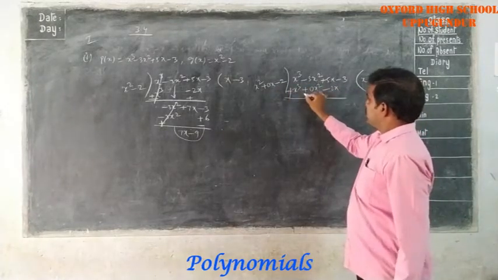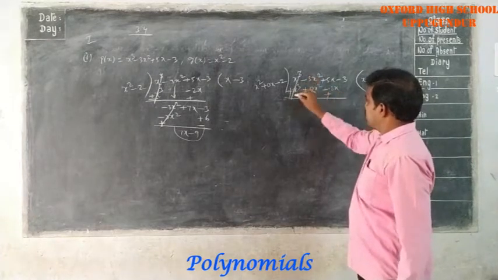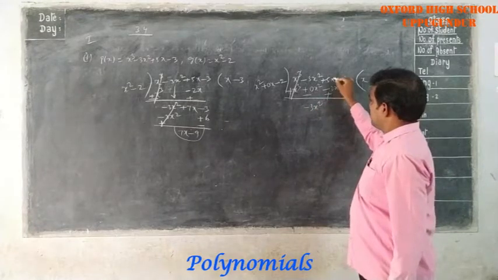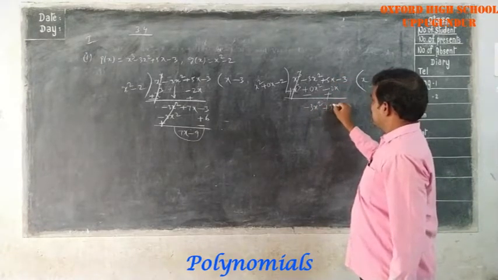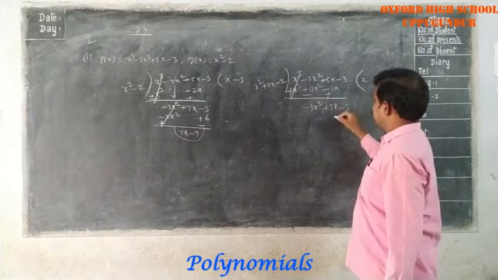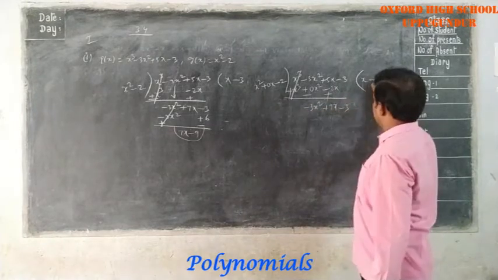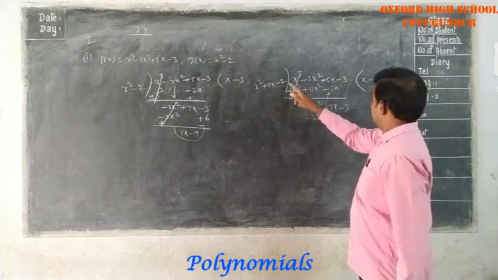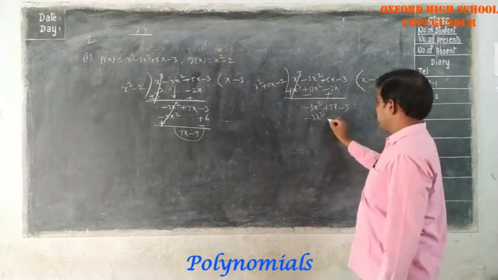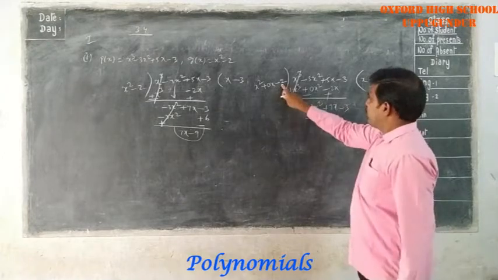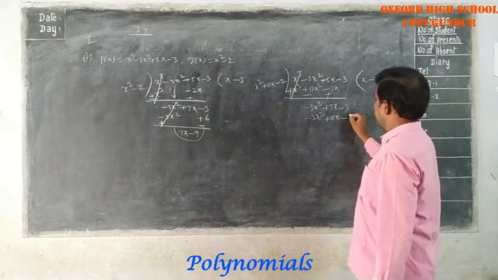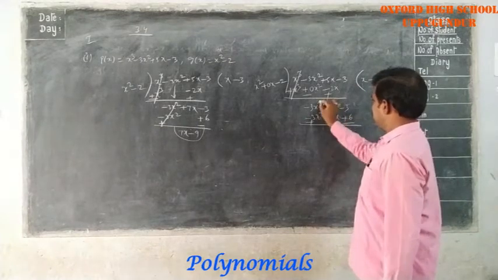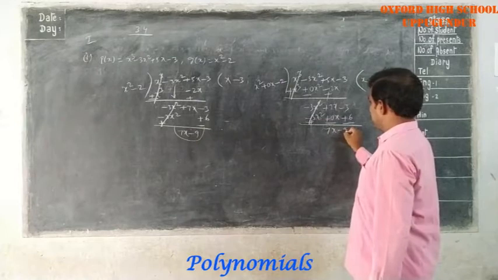So plus becomes minus, plus becomes minus, minus becomes plus. Subtracting minus 3 and 0, you will get minus 3 only. So plus 5 plus 2, plus 7x minus 3. X square into minus 3, minus 3x square. 0x into minus 3, 0x only. Minus 2 into minus 3, plus 6. Plus becomes minus. So 7x minus 9.